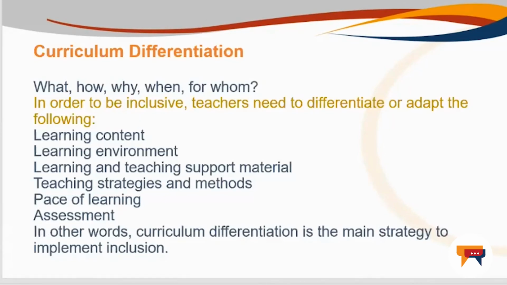Okay. Now, the practical strategy for implementing inclusive education is known as curriculum differentiation. It's also called curriculum modification or accommodations or adaptations. We're calling it differentiation in this module, and you'll really need to think about what this is. How do I implement it in my classroom? Why is this important? When do I implement it and for whom?